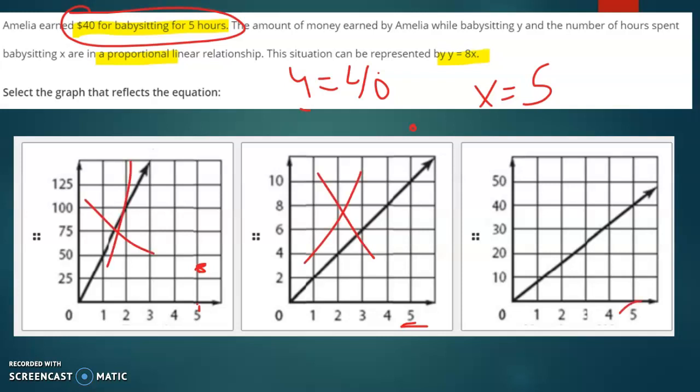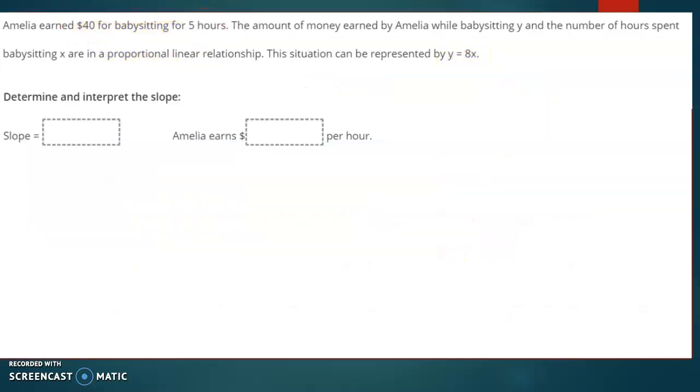I go to the 5 on the x. I go up to the line. That is 5, 40, this point, and that is going through the 5, 40. So this is the graph that represents that. Then it asks to determine the slope. I can look at here, y equals 8x.